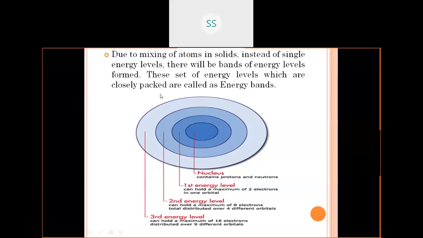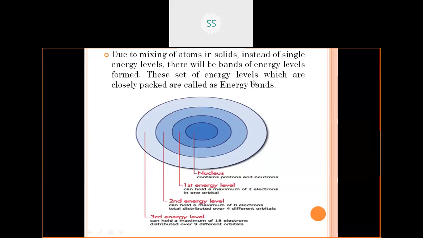And also, just as discussed in the previous slide, the outermost orbits are always influenced by the surrounding atoms. Because of that influence, the energy levels are going to split and form bands. So the reason is the mixing of the atoms. Once the mixing happens, a single energy level will not exist, but there will be formation of bands of energy levels.